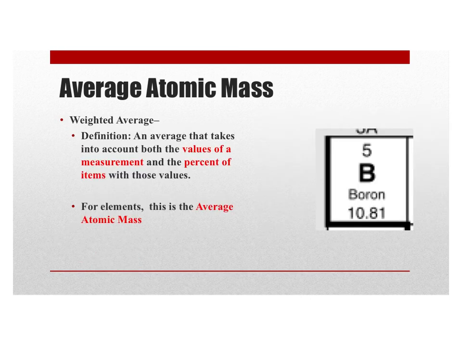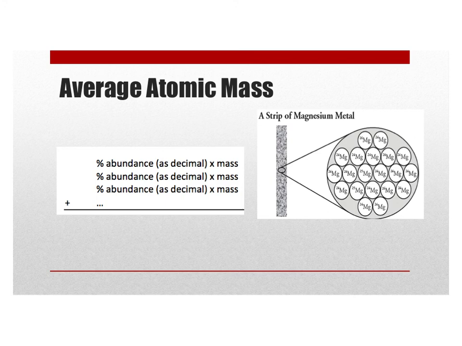The other thing that they talked about in that definition was that average atomic mass is a weighted average. And what do we mean by that? A weighted average is an average that takes into account both the values of a measurement and the percent of items with that value. For elements, that weighted average is the average atomic mass, in the case of boron, 10.81. So how do we go about calculating that?